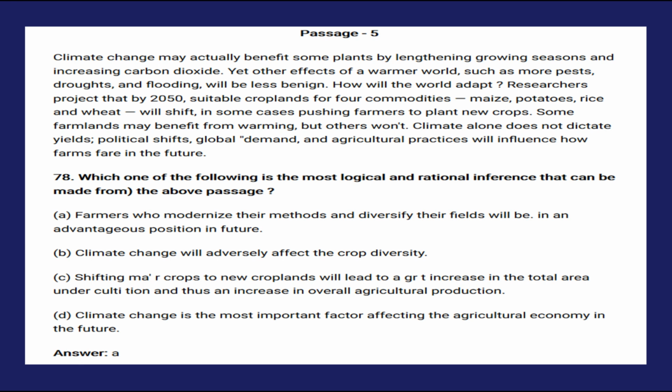Option C. Shifting crops to new croplands will lead to a great increase in the total area under cultivation and thus an increase in overall agricultural production. Option D. Climate change is the most important factor affecting the agricultural economy in the future. And the answer is option A. Farmers who modernize their methods and diversify their fields will be in an advantageous position in future.